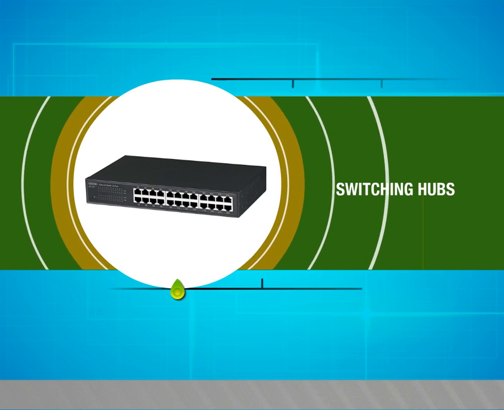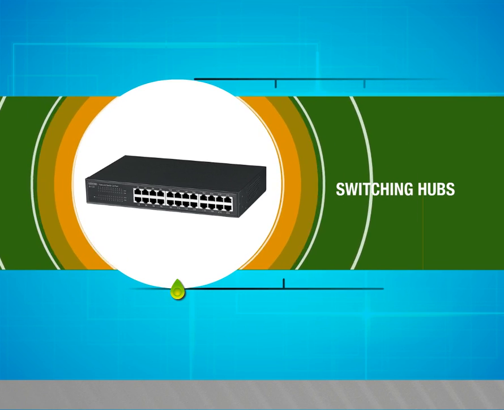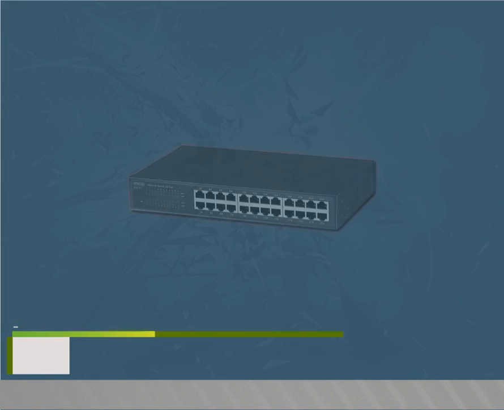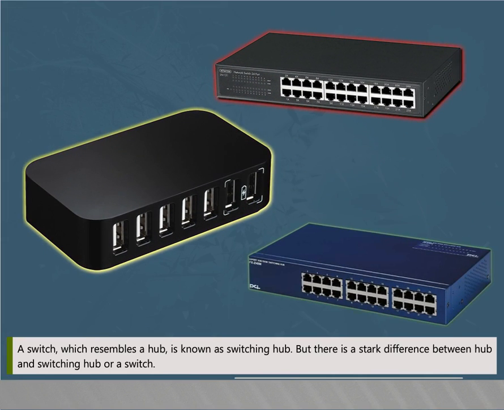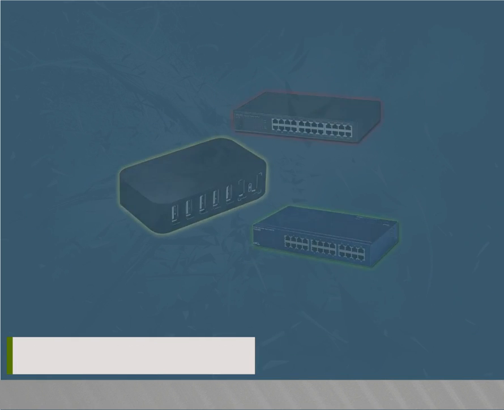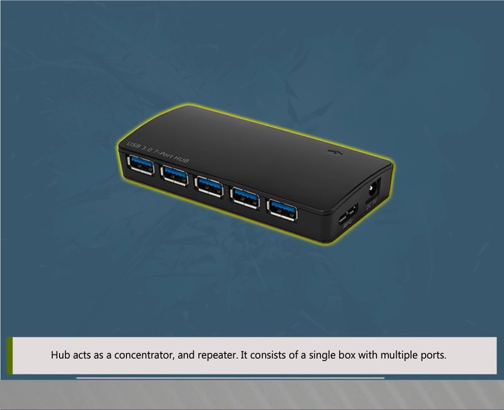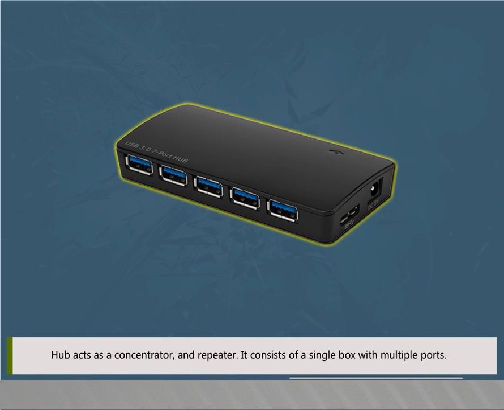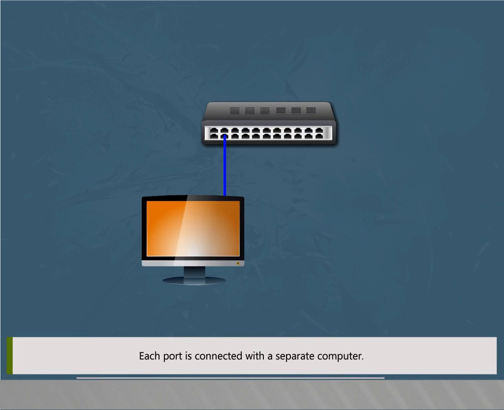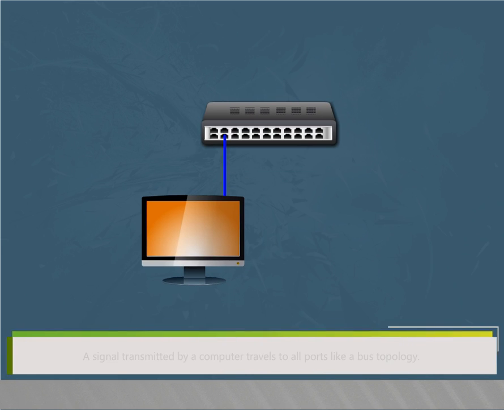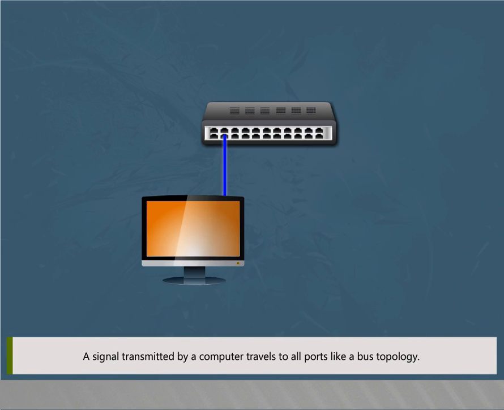Switching hubs. In this video, we are going to see about switching hubs. A switch which resembles a hub is known as a switching hub, but there is a stark difference between a hub and a switching hub or a switch. A hub acts as a concentrator and repeater. It consists of a single box with multiple ports. Each port is connected with a separate computer. A signal transmitted by a computer travels to all ports like a bus topology.